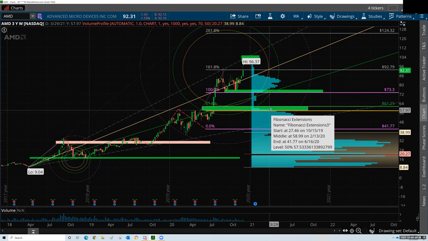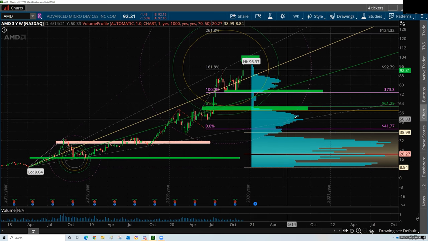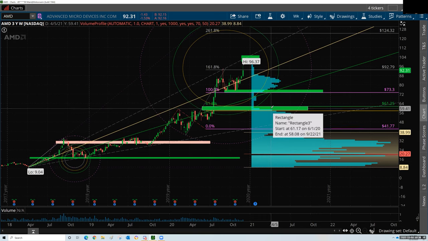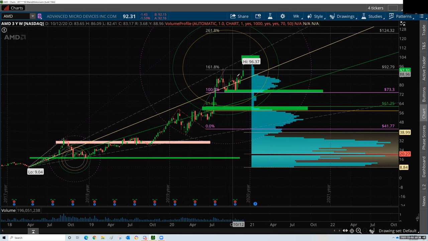These guys down here, because they bought it before, anywhere in the $50 range. But I want to see it test the top of that profile first and see if we got buyers there before I make a decision. So that's just using Fibonacci's in conjunction with volume profile.